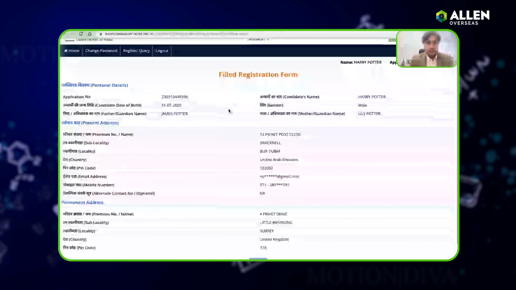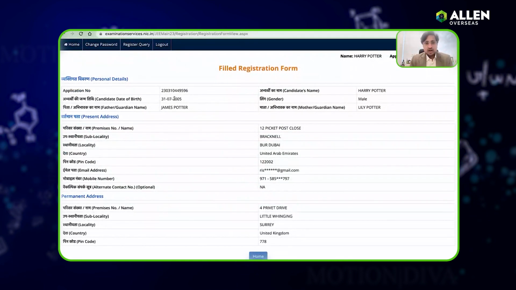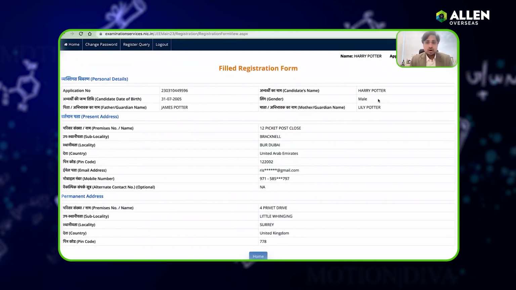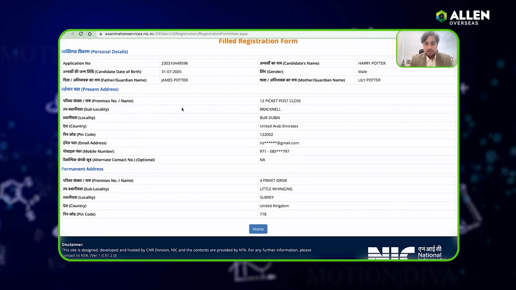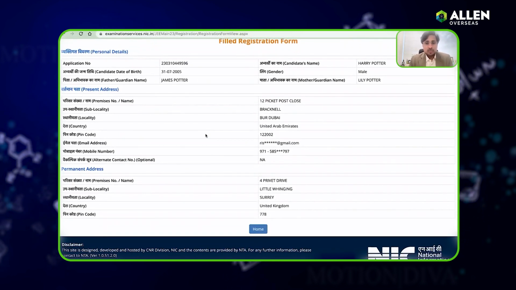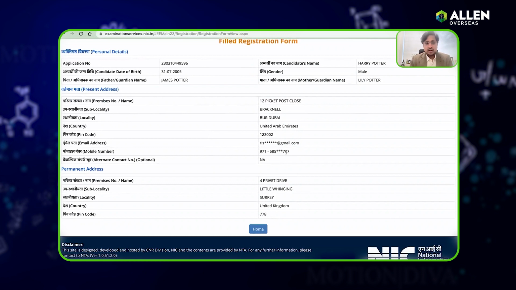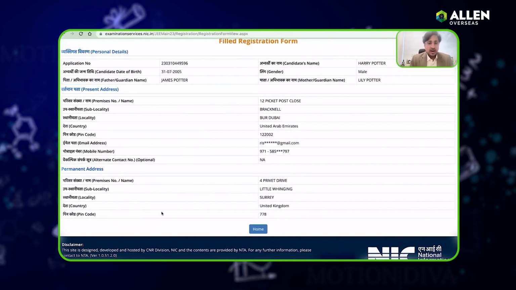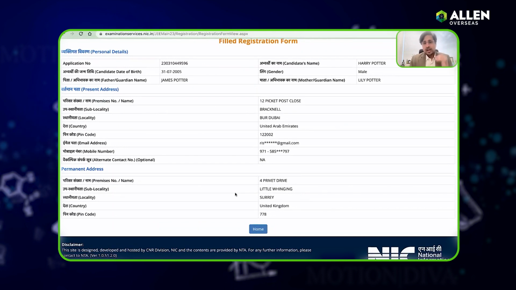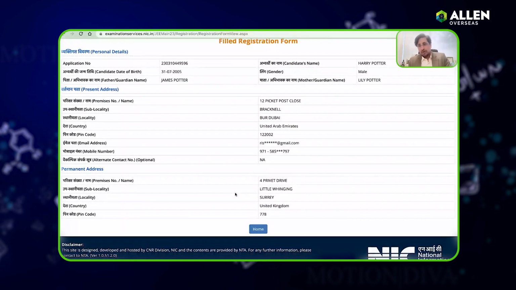What details would they be asking you? They would be asking you your date of birth, your name, your parents' names, your gender, and then your premise address and all. And here the email address and the contact number should be ones that can receive the OTP. And then there is a permanent address also. So a common query would be, what should be the permanent address?